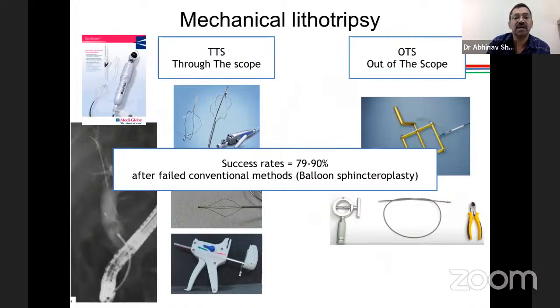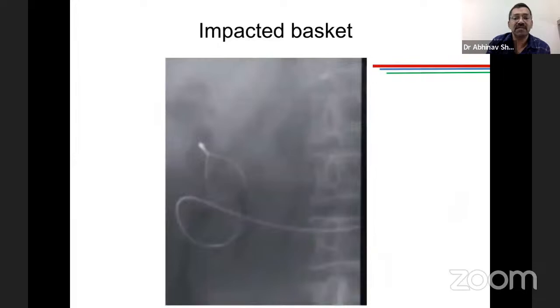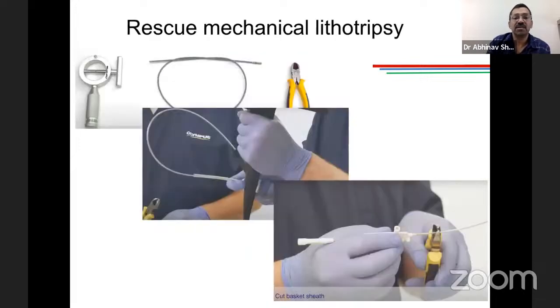Now, this is the most dreaded situation for a gastroenterologist doing intervention. You see there is a basket and no endoscope. Means basket has impacted and endoscope has been removed. What to do now? Either you go for surgery or you utilize some kind of lithotripsy technique, which is out of the scope lithotripsy. So out of the scope lithotripsy is also called mechanical rescue lithotripsy.